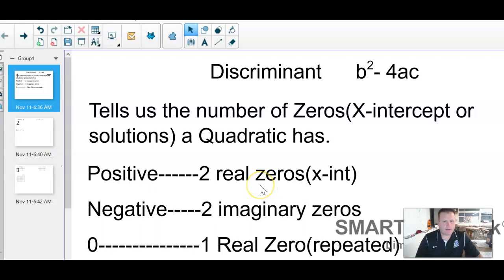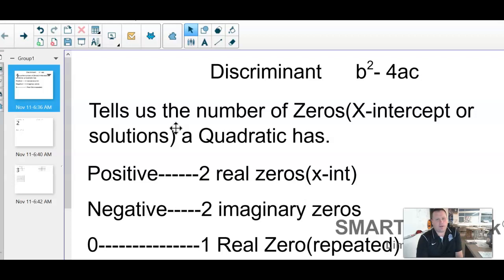Okay, our big idea today is on discriminants. What a discriminant is, it's just a formula. It's this formula right here, that's b squared minus 4ac. And what it does is it tells us the number of zeros or solutions or potential x-intercepts that we could have for a quadratic, that is.